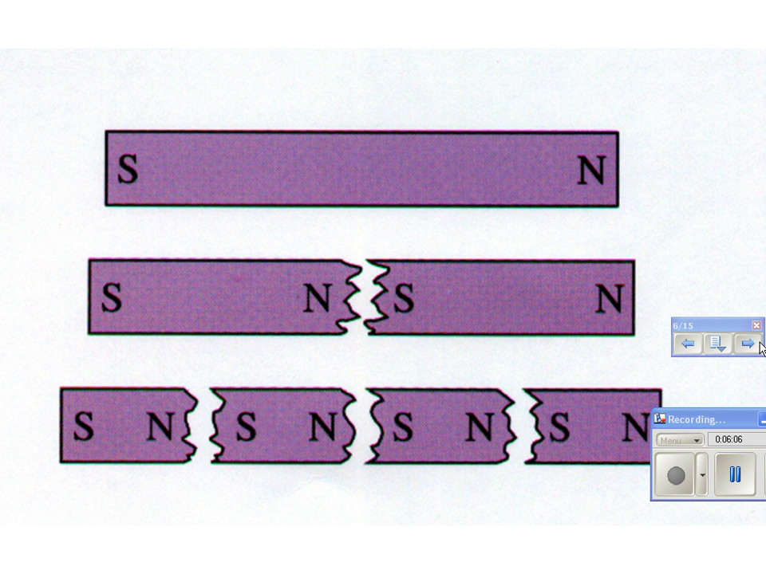And here's that thing I was talking about, how you can't isolate those poles. I take the bar magnet and I break it in half, I get new north and south poles. And I break those in half, I get new north and south poles. And that would happen all the way down to literally, it would happen on an atomic level. It's kind of bizarre that way.